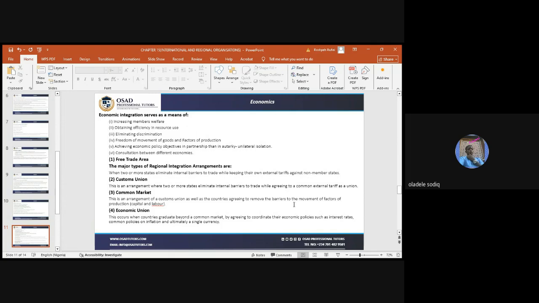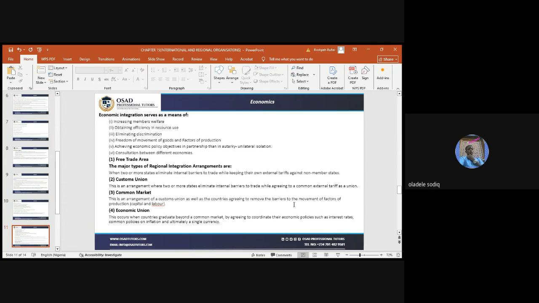Then it also helps to what? It serves as a means of consultation between different economies. So as we look at that, we want to look at regional what? Organization. So all what we have been talking about since is focusing on international organizations. So we want to look at the regional organization.